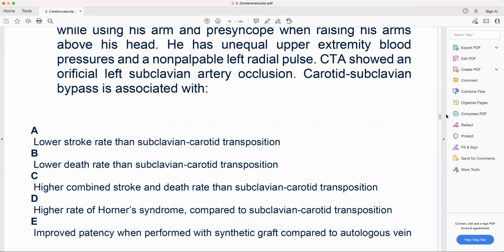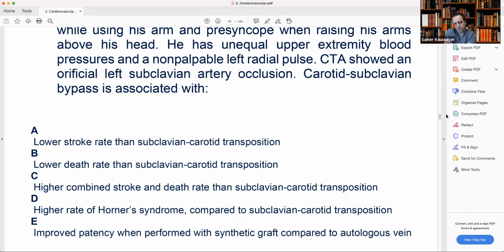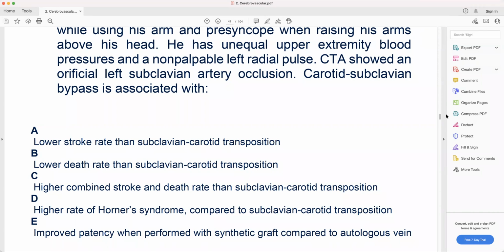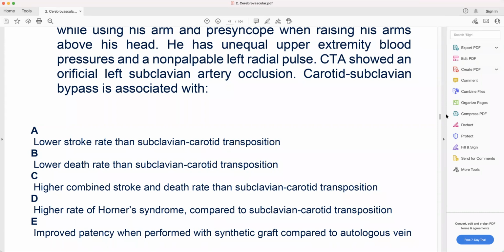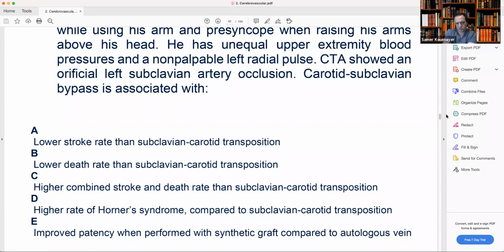Carotid subclavian bypass is associated with a lower stroke rate than subclavian carotid transposition. Is it correct or not? Let's start one by one. Is it the stroke rate? I think there is no difference between the transposition and the bypass in that area. It's not different in stroke, death, and even patency. These three things are what I'm saying. It's no different between the two procedures at all. So you can go to the next one.